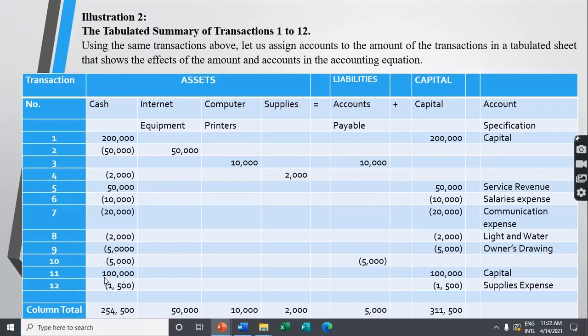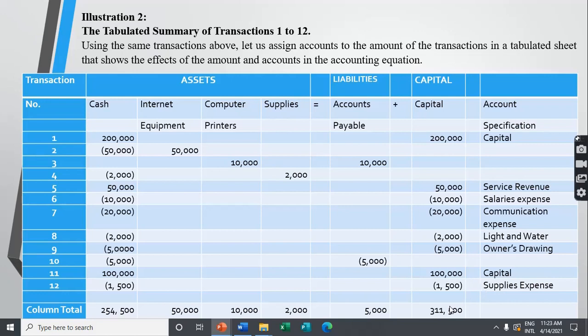And then, sa transaction number 5, nakakonsume ka ng 1,500 na supplies. Okay? Yung binili mong supplies. So, nabawasan ng 1,500 dun sa inventory mo under supplies. And also, mababawasan din yung capital mo. Okay? So, that is considered your supplies expense.